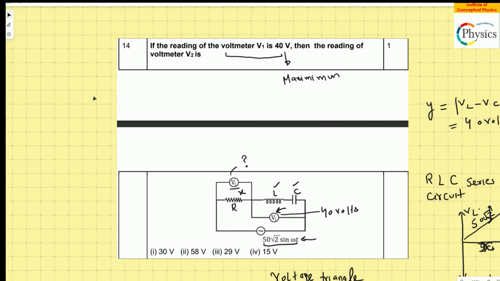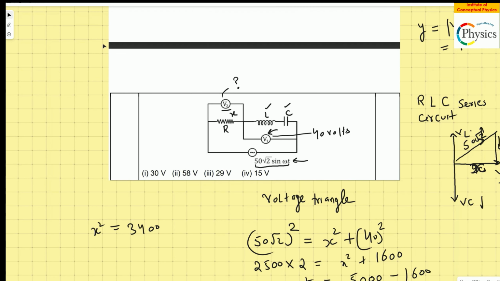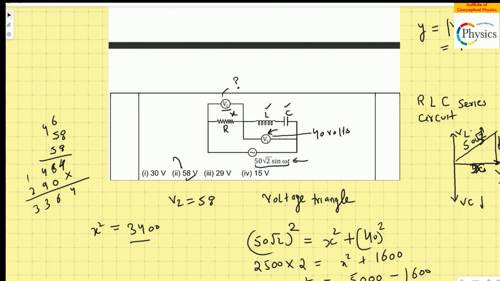So let's see what choices we are given. One of the choices is 58. Let me do a quick multiplication of 58 into 58. 8 8s are 64. 8 5s are 40, plus 6, 46. 5 8s are 40. 5 5s are 25, and 29. So this is 3364, which is quite close to 3400. So the answer is 58 volts. The value which the voltmeter will measure will be 58 volts, right?